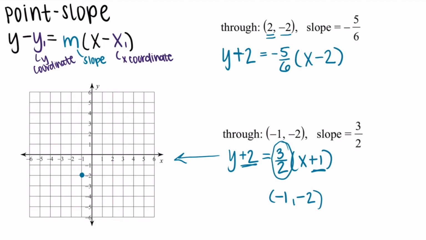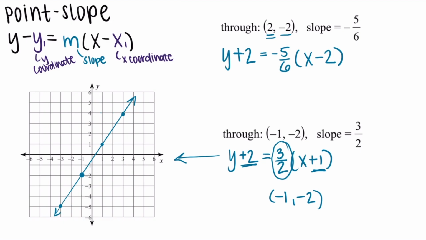And then just like before, you're going to use your slope. So going up 3 and to the right 2 since it's positive, or down 3 and to the left 2 because that double negative would make it positive as well. So our slope should be increasing since it's a positive slope, and then just use your ruler to connect and draw your line.